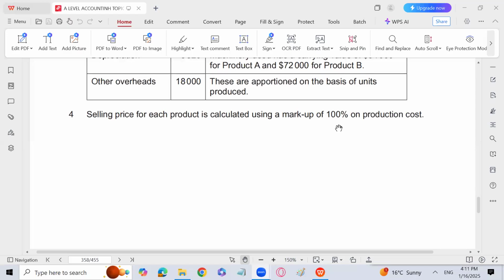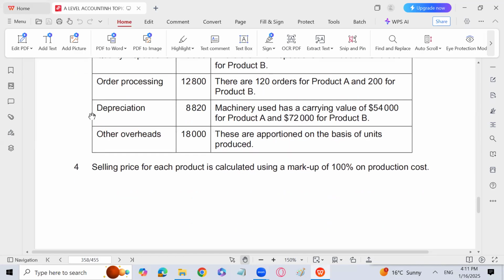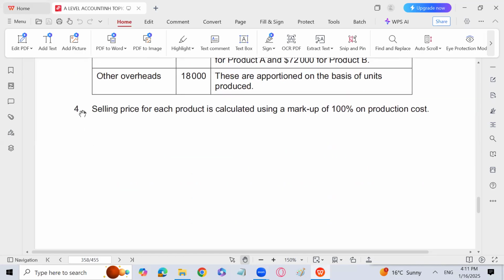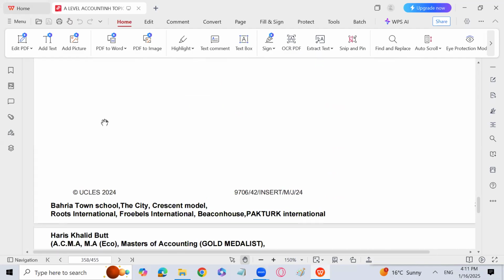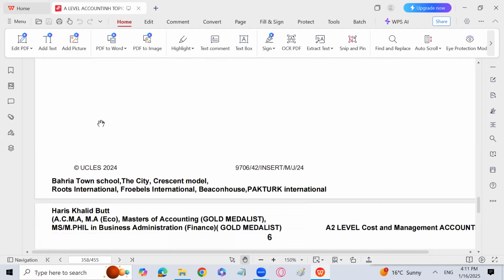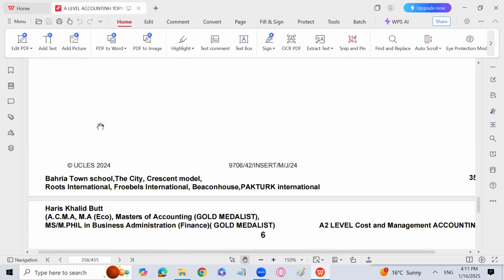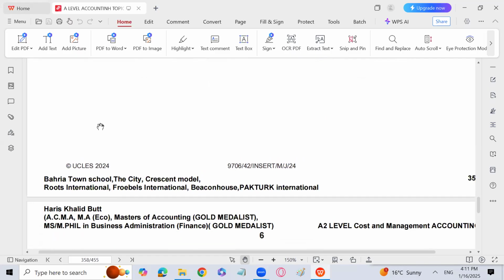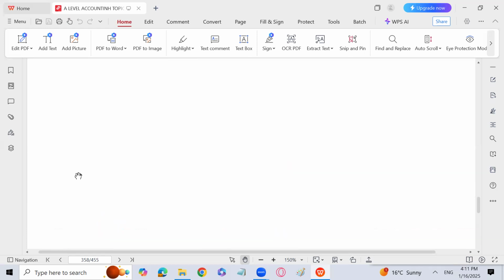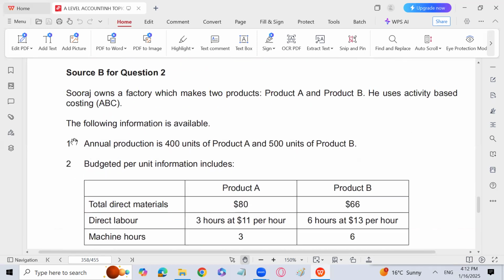Okay, today we are going to solve a question from A-2 Accounting, and the topic is ABC costing. The question we are solving is from May-June 2442. Let's try to solve it. ABC costing is a topic from A-2 Accounting.